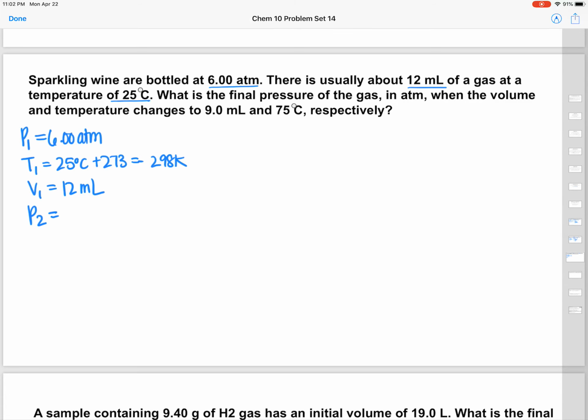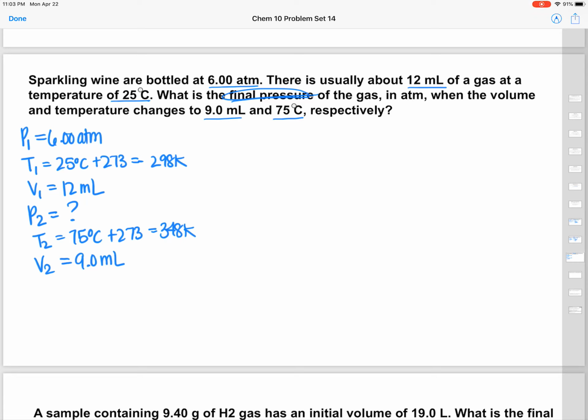Our P2 is, what is the final pressure? So that's what we're solving for. And our T2 is, temperature changes to 75 degrees Celsius. Convert that to Kelvin. And lastly is our V2, which is our final volume. Volume changes to 9.0 mLs. Okay.